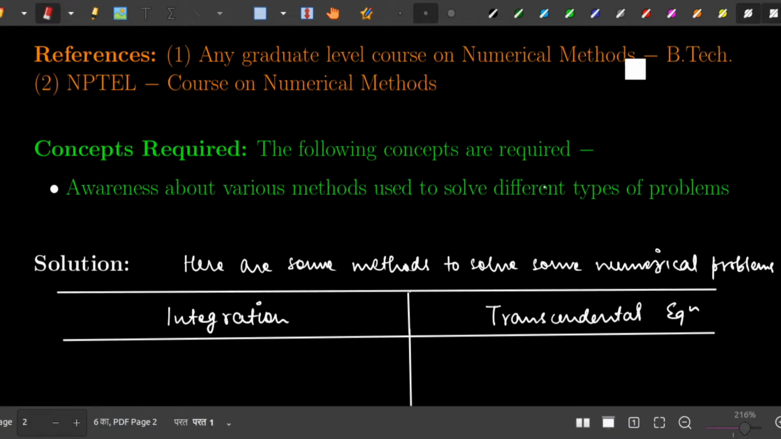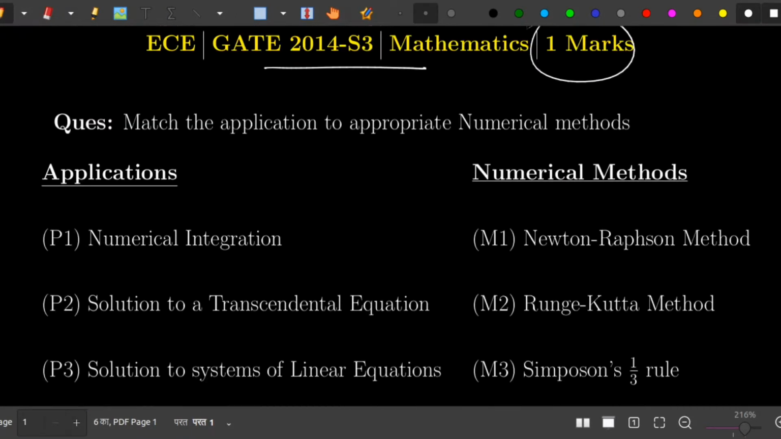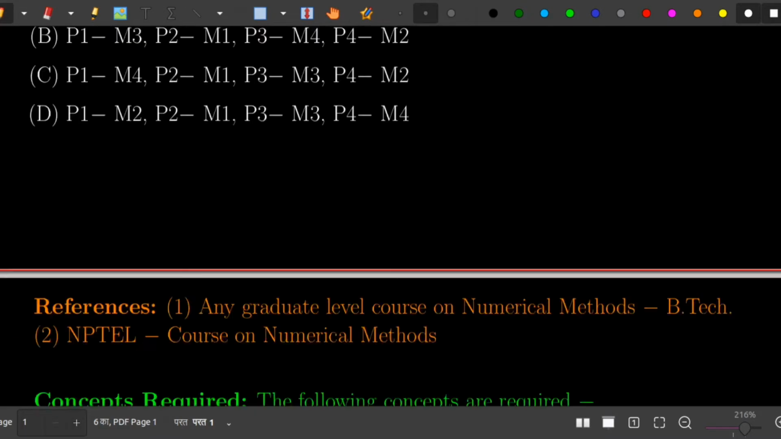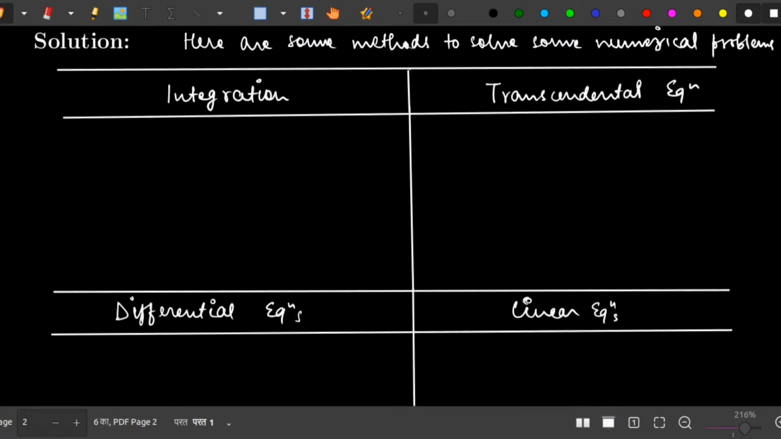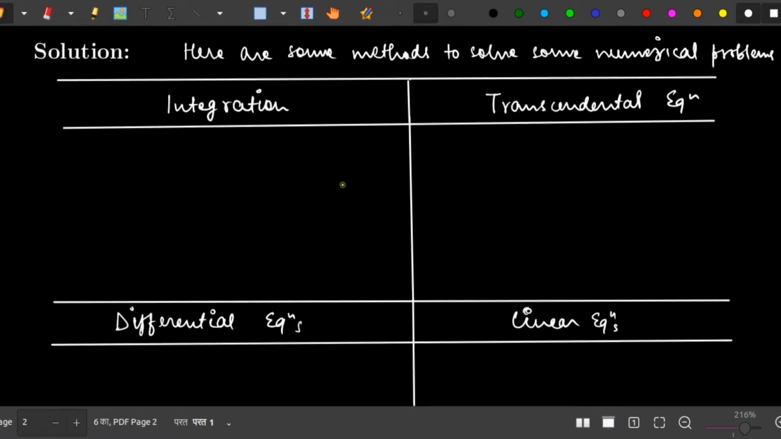I am not citing any particular lecture as a reference because you have different methods here which are being dealt with. These methods are dealt with in the entire course length of the numerical methods course, and therefore one lecture will not suffice. So the concept required is to just have awareness about various methods which are used to solve different types of problems numerically. So what I'll do is I'll highlight the majority of the algorithms or applications to solve numerical problems. So the first form of problem is integration.